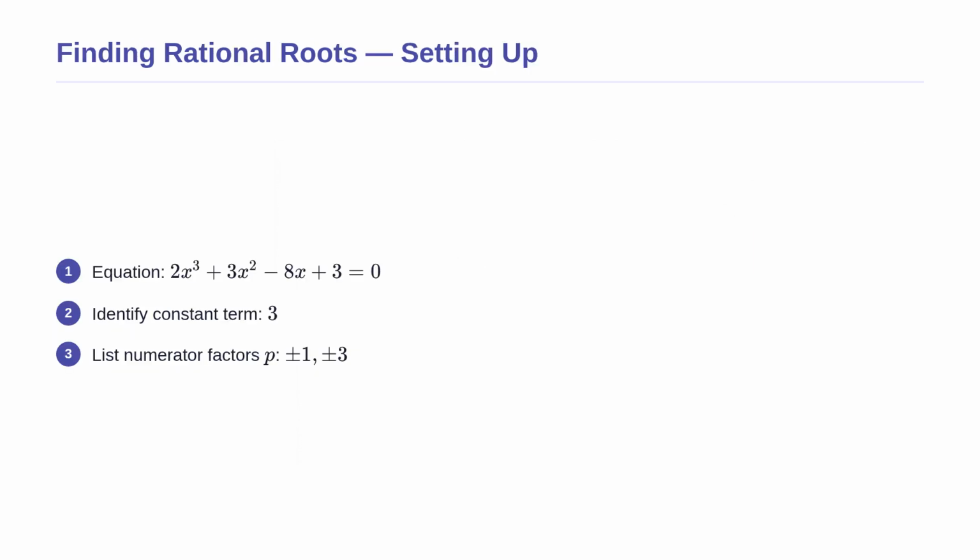Now that we have visualized the formula, let us see this in action with a final example. We need to find all possible rational roots for the polynomial 2x cubed plus 3x squared minus 8x plus 3 equals 0. Because the leading coefficient is a 2 and not a 1, we must use the full rational root theorem. Our strategy is to identify the constant term, which is 3, and list its factors for our numerators, p. These factors are plus or minus 1 and 3.